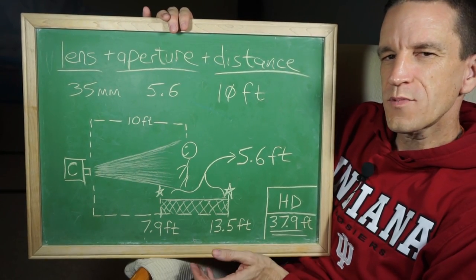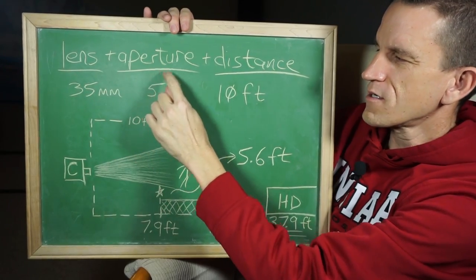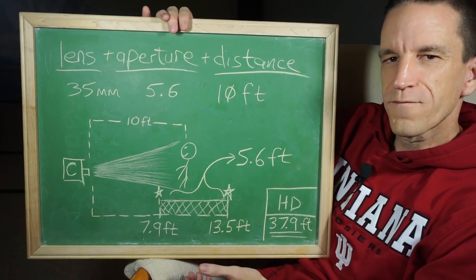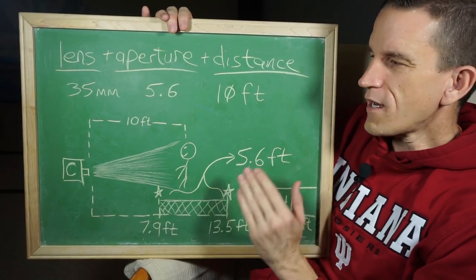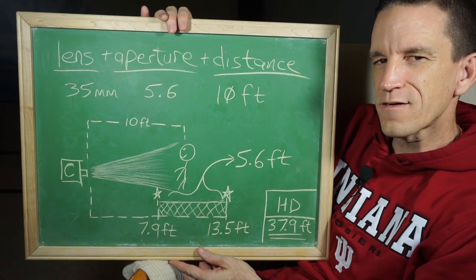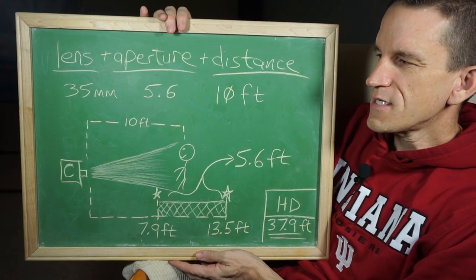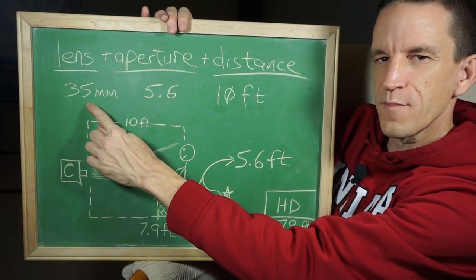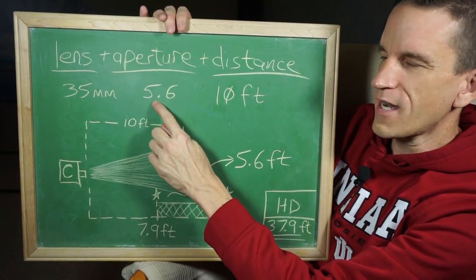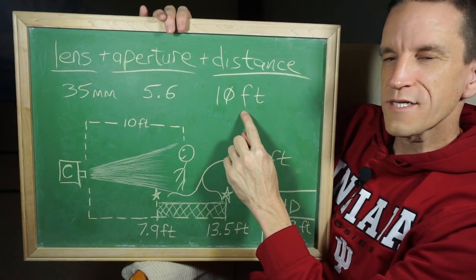What we have to determine the appropriate focal depth is the lens, the aperture, and the distance. Now, these three components figure into our focal depth. And what I've done here is just kind of laid out a scenario. Keeping in mind, the Nikon D3400 comes with a kit lens, an 18-55. Now, if we set that lens to 35 millimeters, roughly, that's what we're zoomed at, and our f-stop is set to 5.6, and we are 10 feet away from our subject, what does this mean?